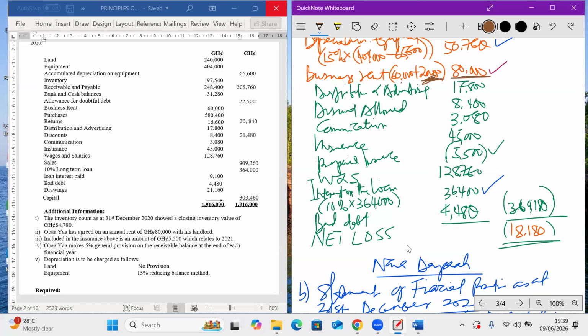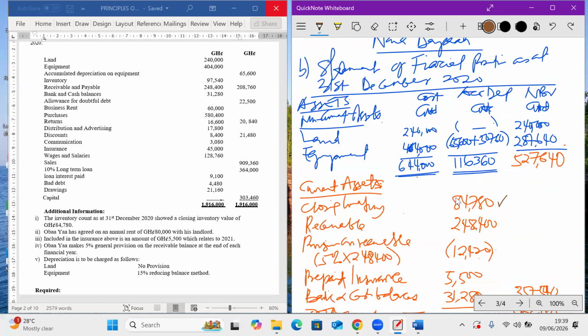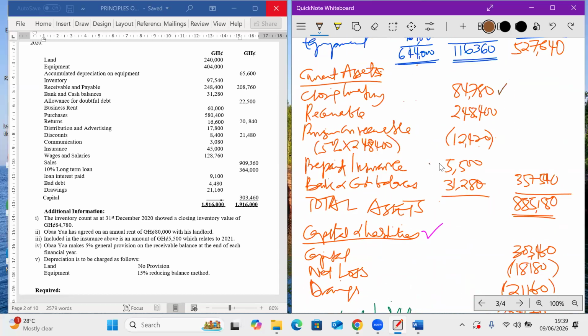Including the insurance above is an amount of 5,500. So 5,500, which relates to 2021, is a prepayment. So this is it, 5,500. First time in the P&L. When we come to the financial position, 5,500 prepaid.